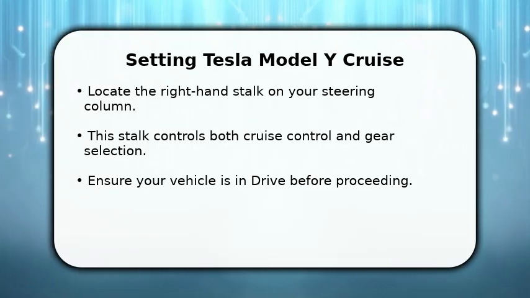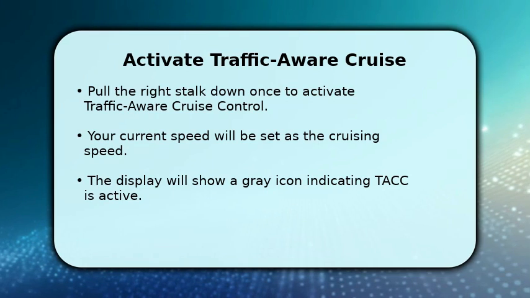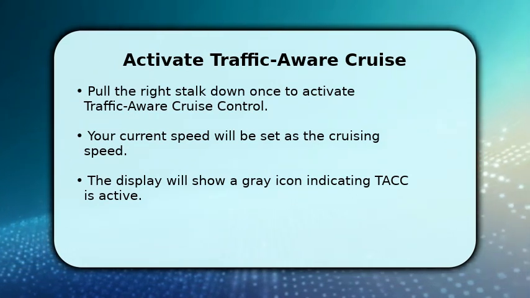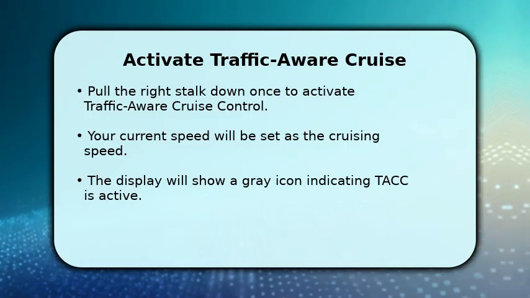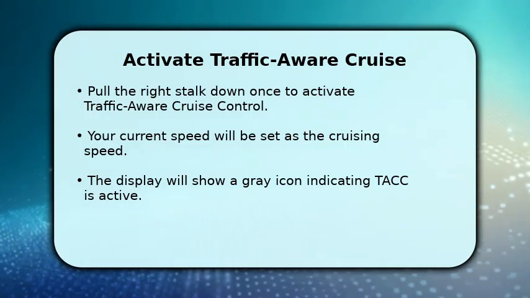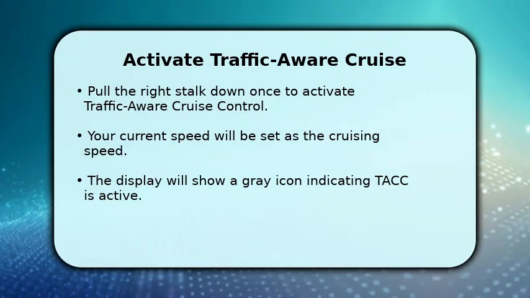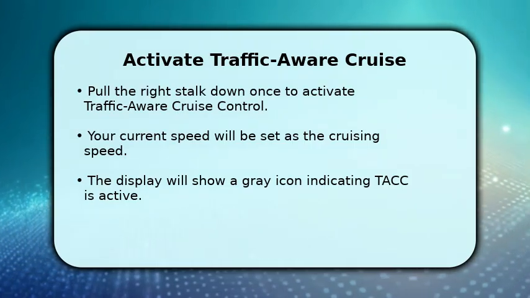Let's get started. To activate traffic-aware cruise control, simply pull the right stalk down one time. Your Tesla will then automatically set your current driving speed as the cruising speed. You'll see a gray icon appear on your display, confirming that traffic-aware cruise control is now active.